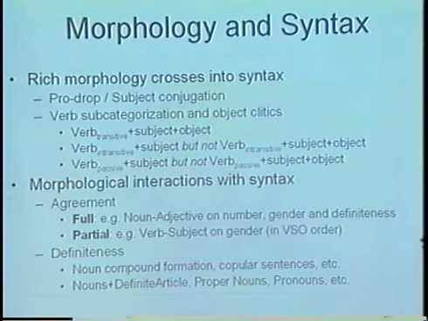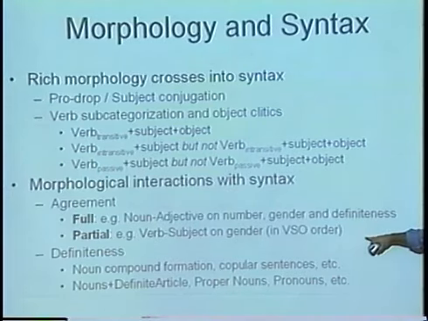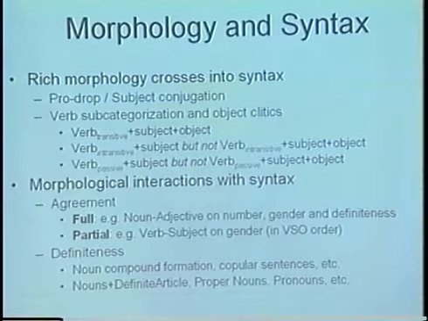There are different kinds of interactions between morphology and syntax. Sometimes you get full agreement. Agreement also happens in many languages. You can get full agreement between nouns and adjectives in terms of number, gender, and definiteness. But you can also get a certain amount of partial agreement, where they only agree on gender. This is one of the cases we'll talk about later with the verb and the subject: sometimes there is partial agreement and sometimes full agreement, and there are interesting reasons why that happens.